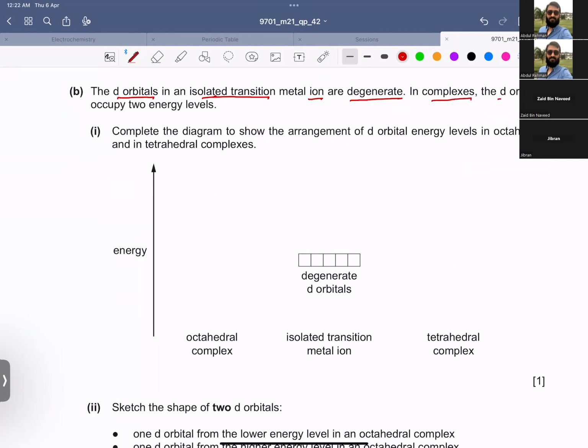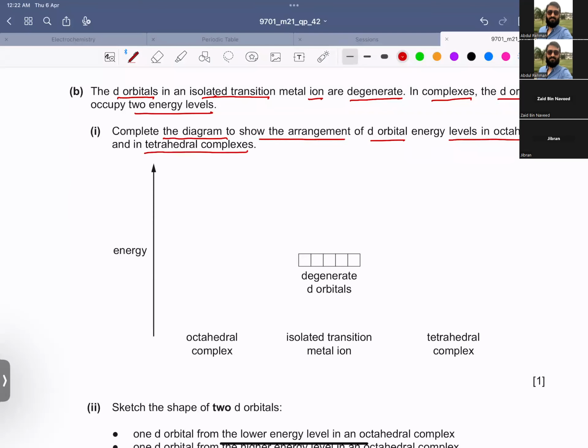In complexes, the d orbitals occupy two energy levels. We all know when a ligand attaches to the transition metal and it forms a complex, in that complex, the d orbitals are split into different energy levels. Complete the diagram to show the arrangement of d orbital energy levels in octahedral and in tetrahedral complexes.